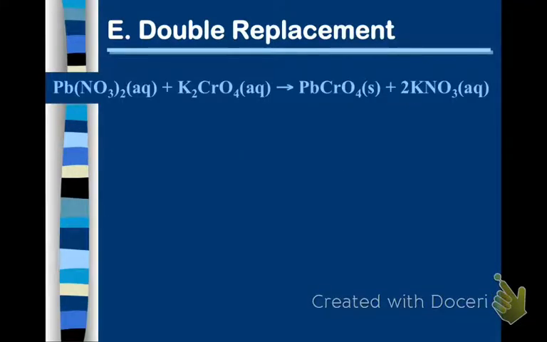In this example, they show, what's the name of PbNO3? Lead nitrate. Just kidding. You got to be more specific. Lead 2 nitrate. What's the name of K2CrO4? Potassium chromate. No Roman numerals. So lead 2 nitrate reacts with potassium chromate. And the products are, what's the first name? Lead 2 chromate and potassium nitrate.